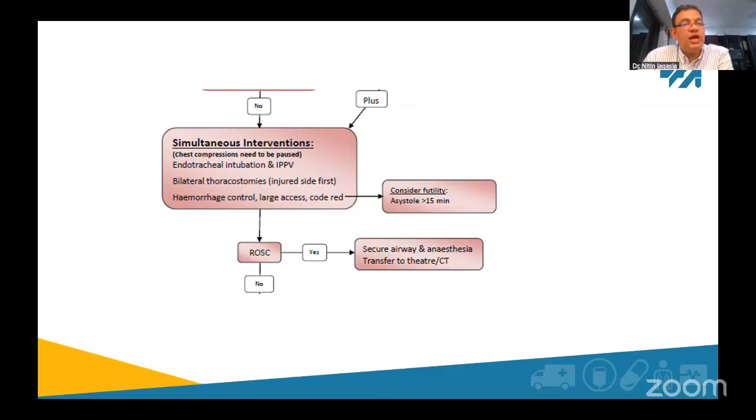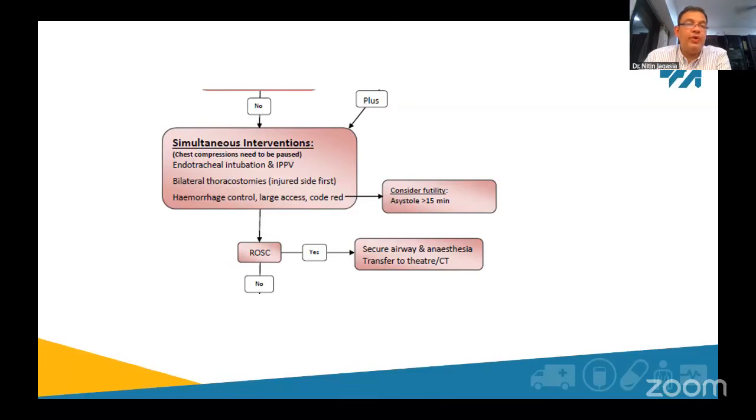So if you do that, you relieve the obstruction and you do the hemorrhage control like we've been discussing, put in a large access, and code red, that is, massive transfusion protocol. So these are the things you can do in a traumatic cardiac arrest. Your chest compression and the adrenaline are not going to work.